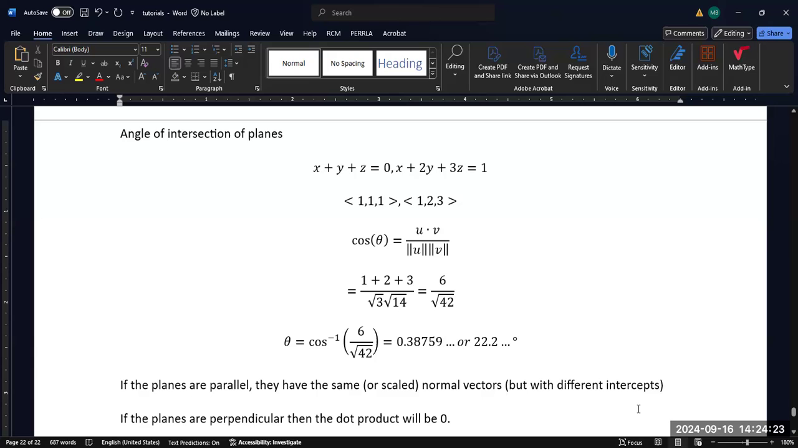Now, keep in mind, this is not a signed angle. It's just the smallest direction. So it's either going to be in the first quadrant or the second quadrant. So you're not going to get anything more than 180 degrees. We're not worrying about which plane we're starting on or anything.